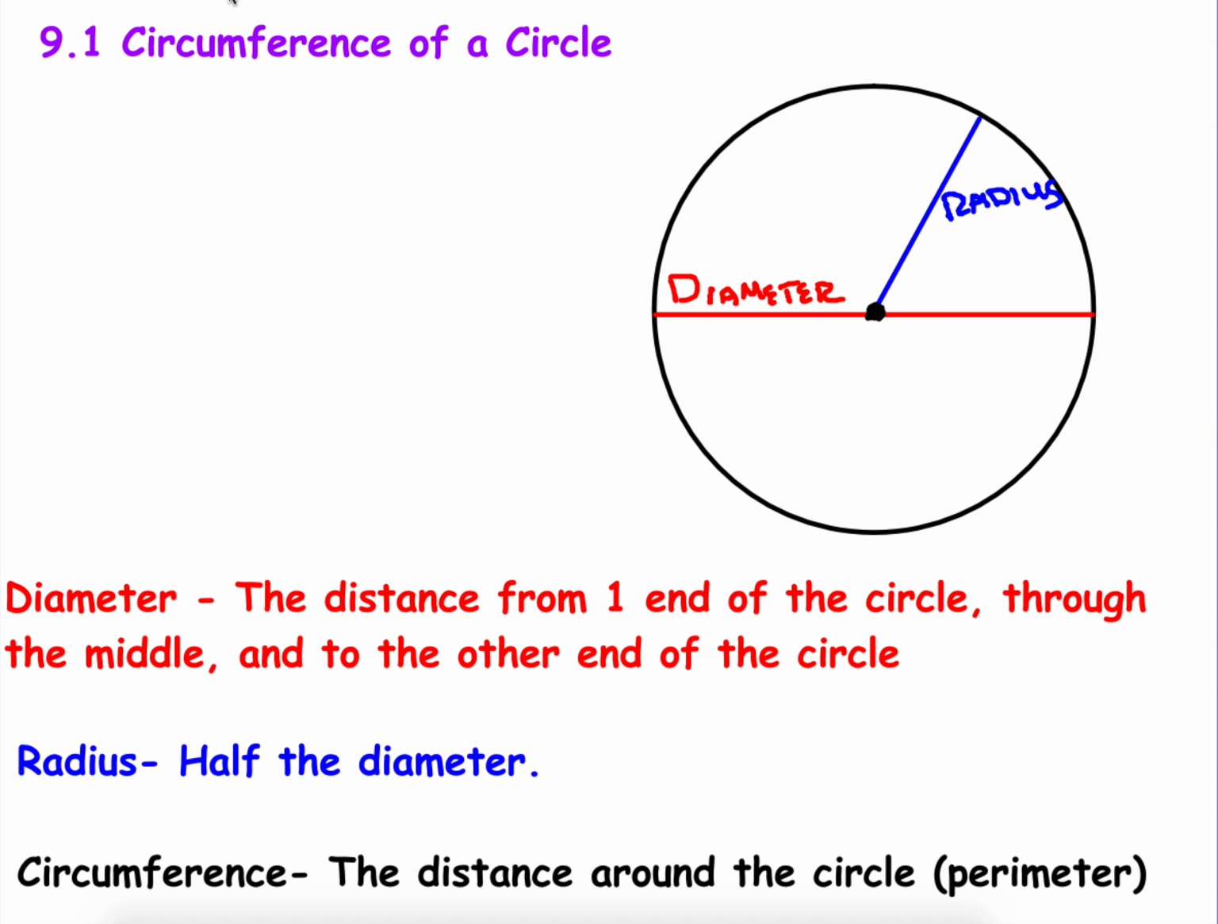Now, circumference is the distance around the circle. So the circumference is basically the perimeter. It's how long it is around the circle. There's my weird drawing of circumference going around. Now we can't just add up side lengths like we do with a square or triangle, because a circle is round and doesn't have side lengths. So that's why we have to use a special formula to find the circumference of a circle.